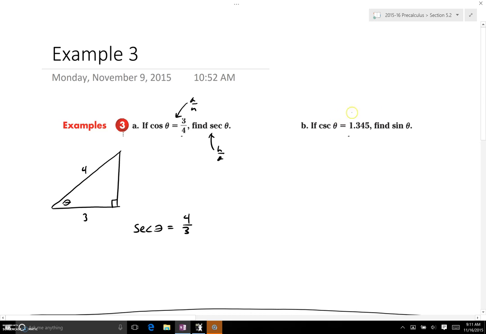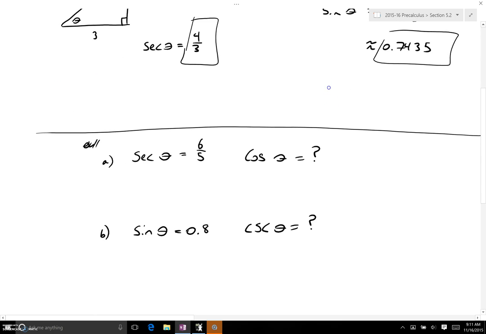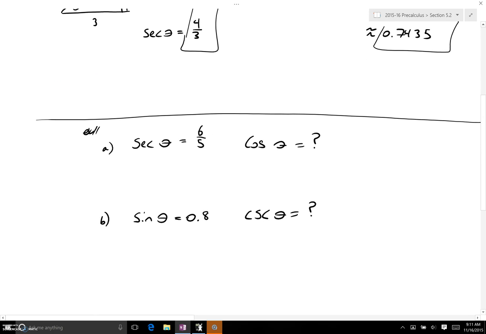We can do the same thing here. Secant theta is equal to 1.345. That means that sine of theta is the reciprocal of that. And we can use a calculator if we want, and we would find that that's approximately equal to 0.7435. In this case, it's okay to give a decimal because they gave the value as a decimal to begin with. So why don't you guys go ahead and pause the video and try these problems out, and then you can look in the notes for the answers.